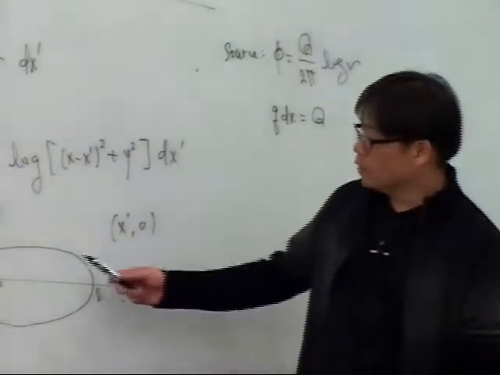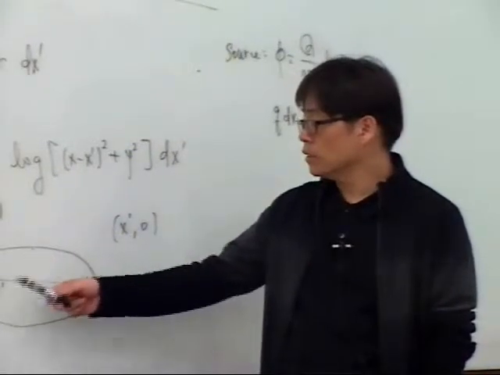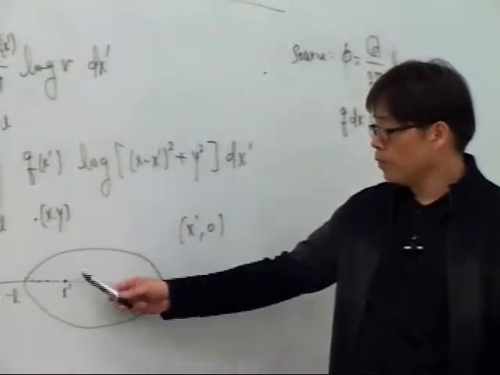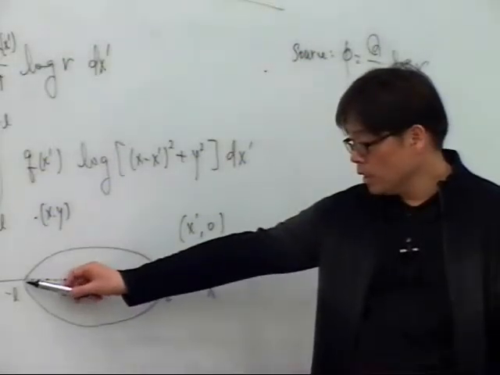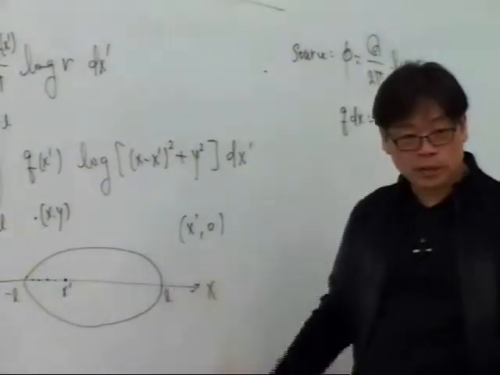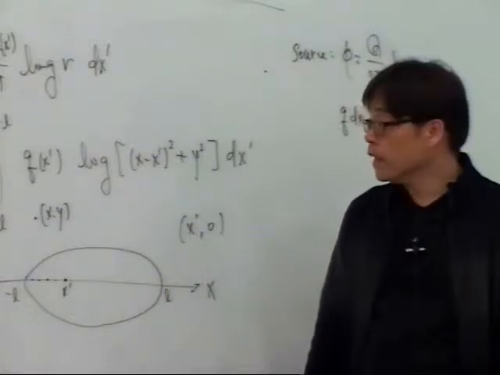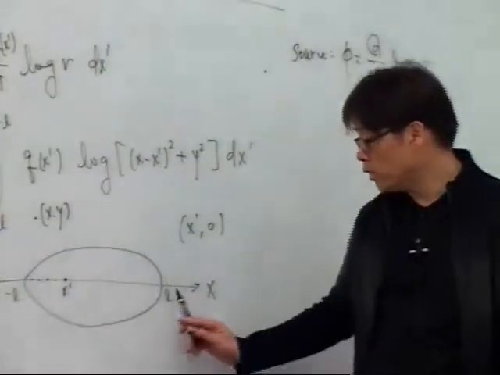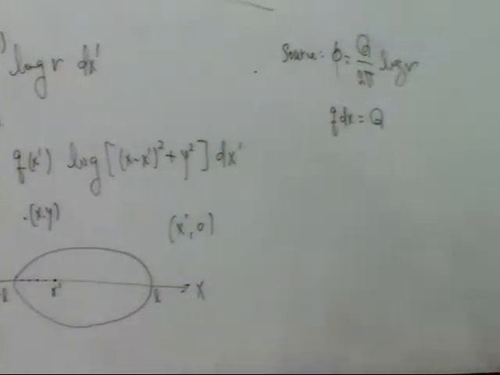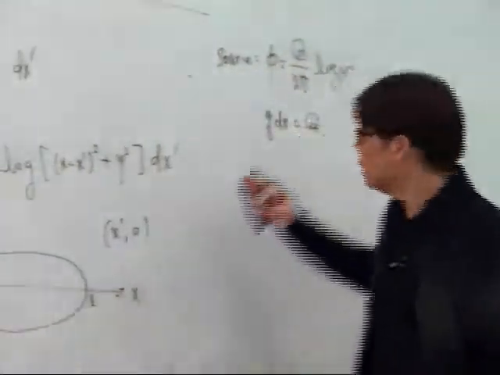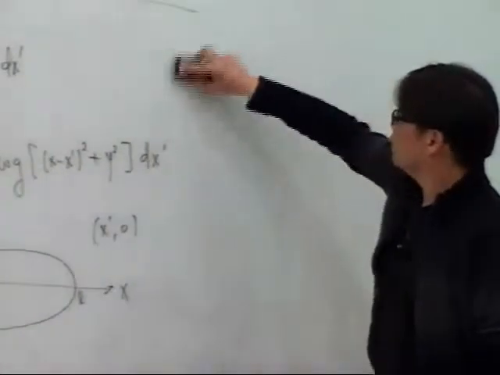But you can generate flow for only a symmetric body because you distribute sources on the axis. And then you integrate from minus L to L. That's the total length of the body. Okay?